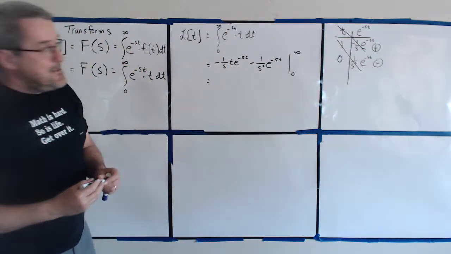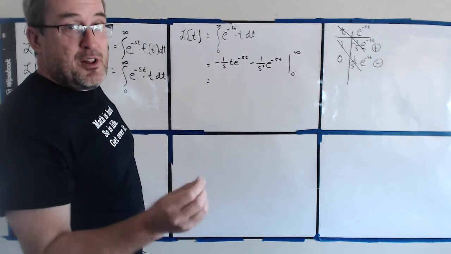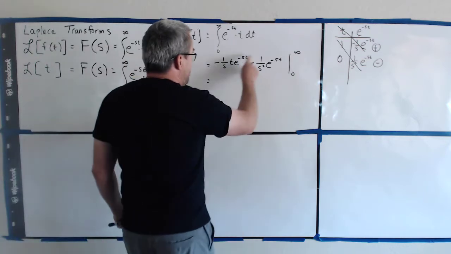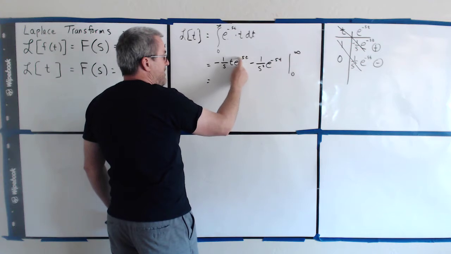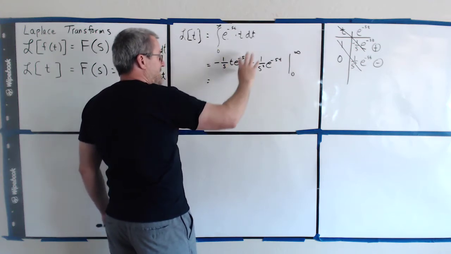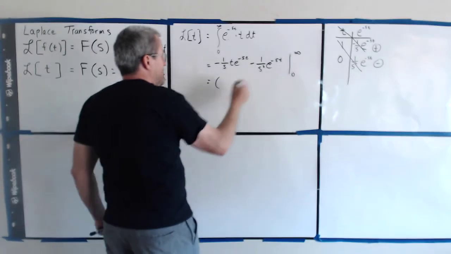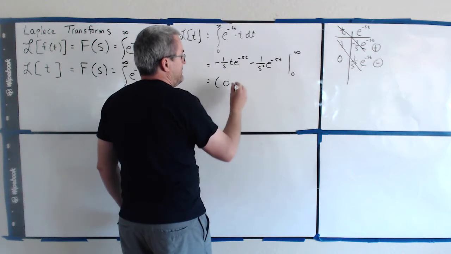Let's see what happens. Now, you might get a little insight, if you haven't already, as to why Laplace used this particular transform, e to the negative st. As t goes to infinity, e to the negative infinity, this whole thing just tends towards 0, as does this. And so, as t goes off to infinity, 0 minus 0, we get a 0.